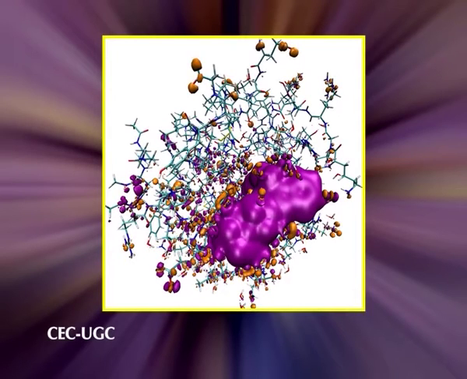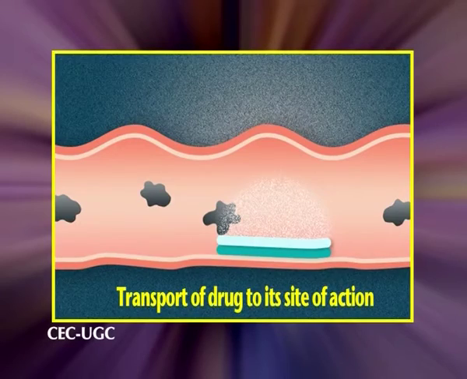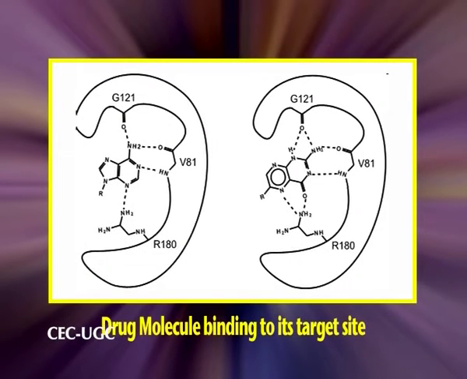They realized that the biological activity of a compound is a function of its ability to reach and bind to its target site. Hansch proposed that the drug action could be divided into two stages. First, the transport of the drug to its site of action and then binding to its target site.